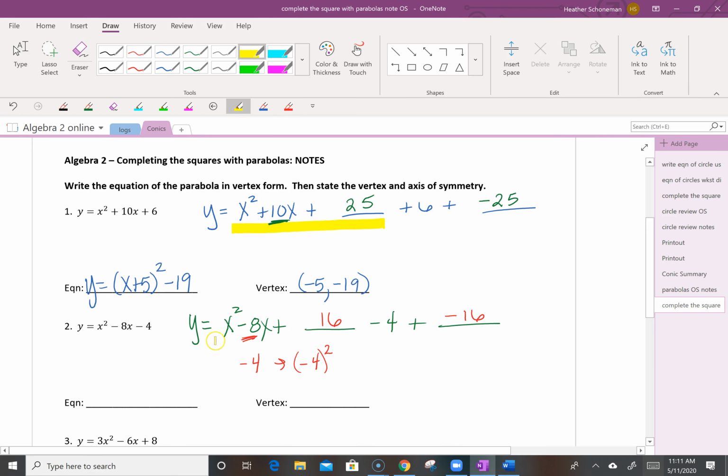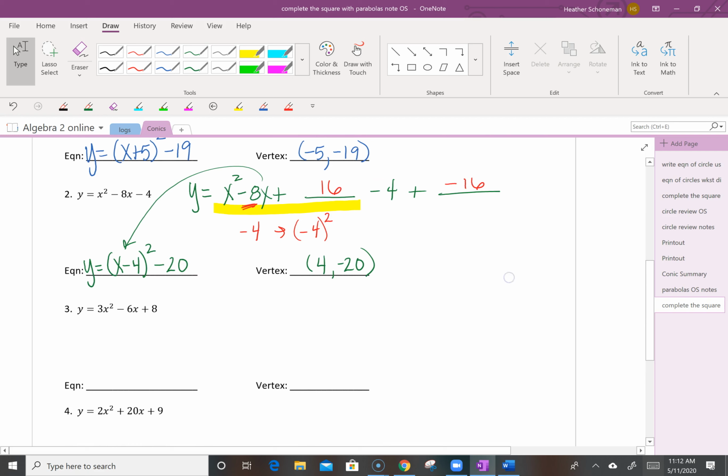All right, now to write our final answer. We're going to factor that. Two numbers that multiply to positive 16 and add to negative 8 would be negative 4 and negative 4. So I'm going to have x minus 4 squared, or I can just take half of negative 8. That gives me that number there as well. Now combine numbers at the end. Negative 4 and negative 16 is negative 20. That makes my vertex 4, negative 20.